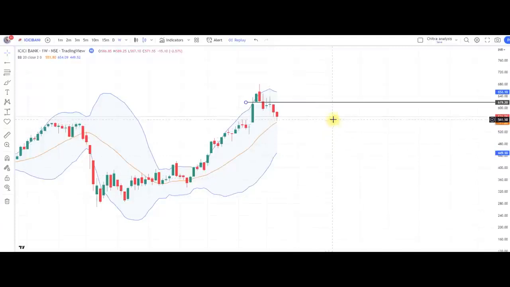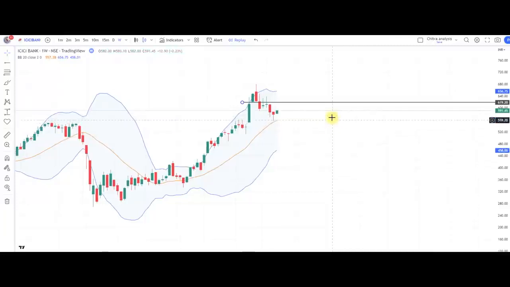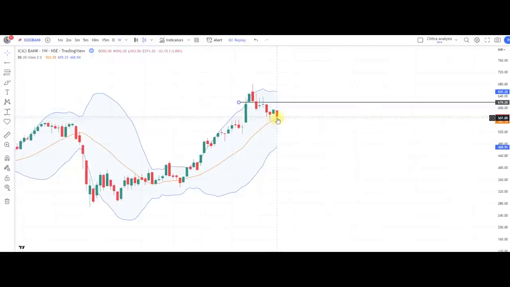Once we are near to the mid Bollinger Band, we can always keep trailing our profits. See here, we got the target. This candle gave close to the hit the target at the mid Bollinger Band.